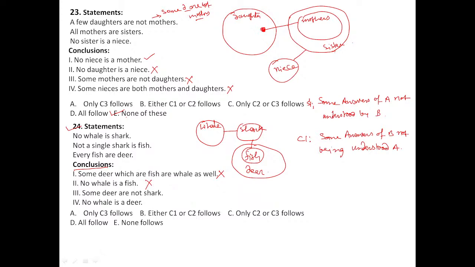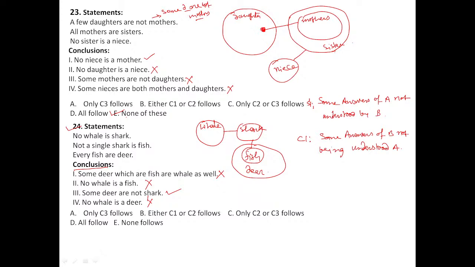Some deer are not shark. Yes, the deer which are fish are not shark. No whale is deer; we can't say. See here, some deer are not shark. The part within deer that is fish is not shark, because there is a clear no. But some part of deer which is not fish may come into the shark part. There is a possibility case.